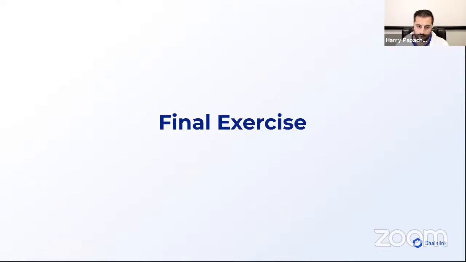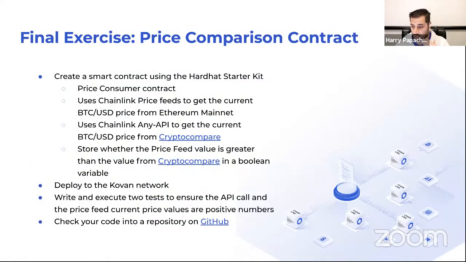So what we're going to do in the final exercise, in the last hour, is take some of the stuff that we've learned about deploying and interacting with smart contracts in Hardhat, a bit about using Chainlink APIs and price feeds, as well as tests. We're going to create a new smart contract in your Hardhat starter kit that does a simple thing. It's going to reach out to an API and to a price feed, do a basic comparison on the values, and store the result of that somewhere in the contract.